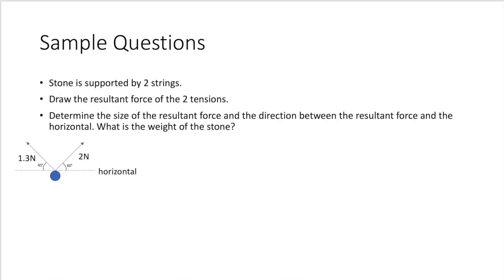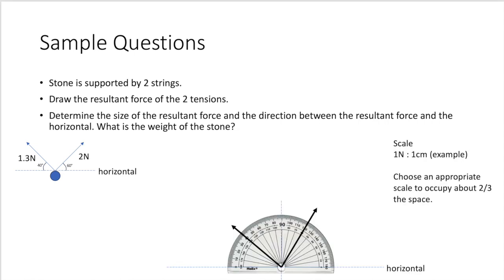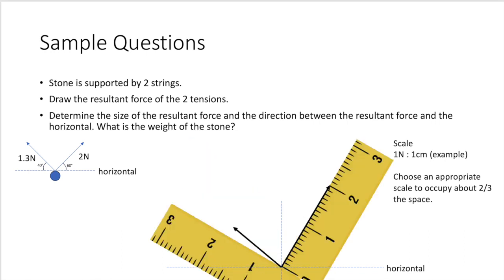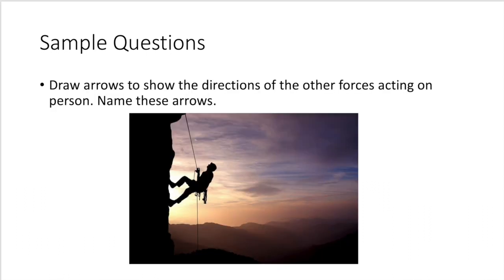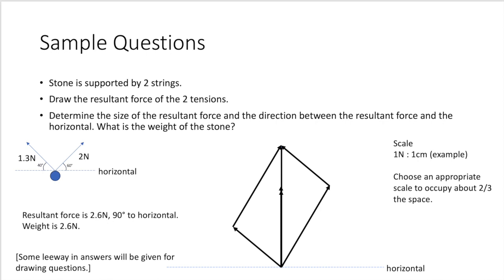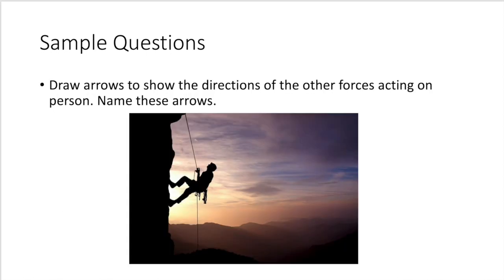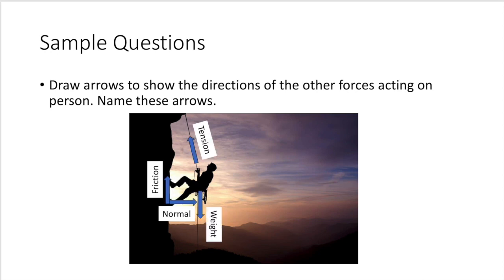Okay, vector diagram. So same, a stone supported by two strings. What's the resultant force? You just need to draw your triangle or your parallelogram. Use two rulers and slide them along each other. You will get this value, and because it is a resultant upward force of this and the stone is stationary, it's not moving anywhere, so it has to be equal, just that it's pointing downwards. A person is climbing a wall. Draw the forces that are acting on this person. Quite interesting. This has to be on the rope itself, friction like that, normal like that.